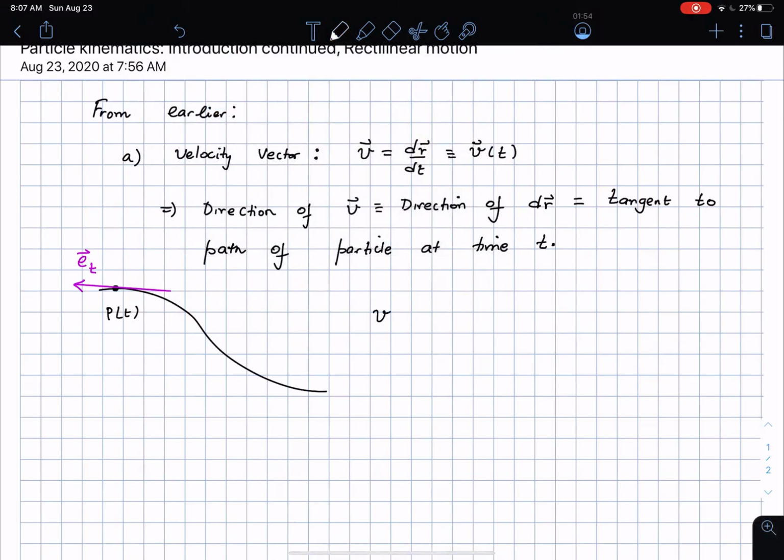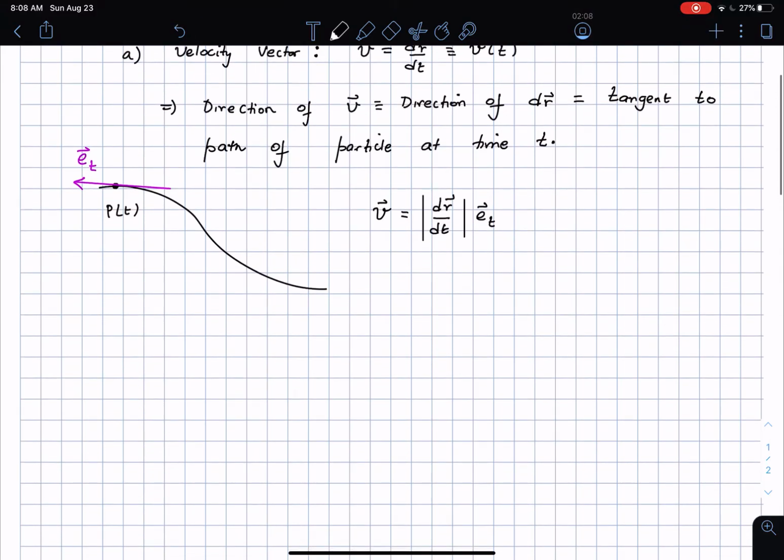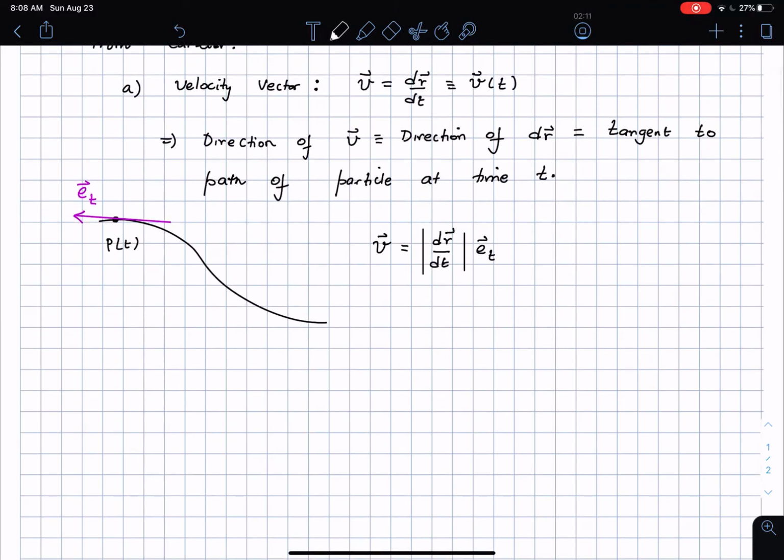The velocity vector v is the magnitude of dr by dt multiplied by the unit vector along its direction, which is e suffix t, and the magnitude of dr by dt, as you know from before, is nothing but ds by dt, which tells me that the velocity vector v is ds by dt times e of t. This is an important result and I'm going to box it up, and something that we will keep revisiting again and again.